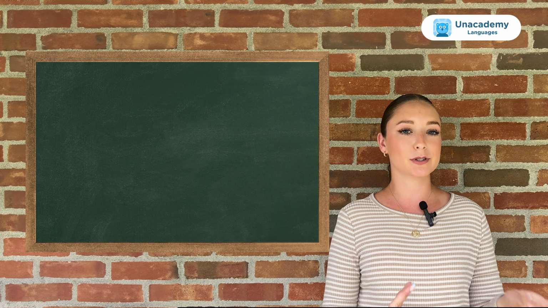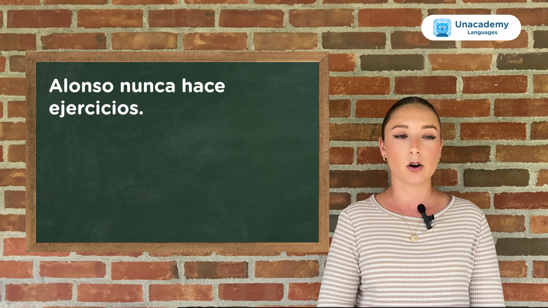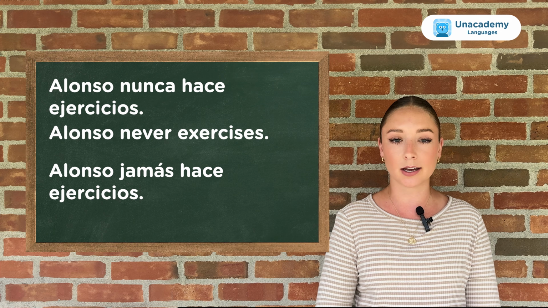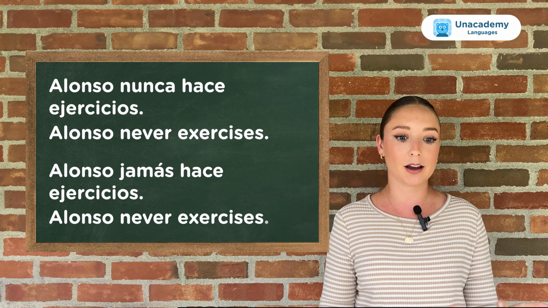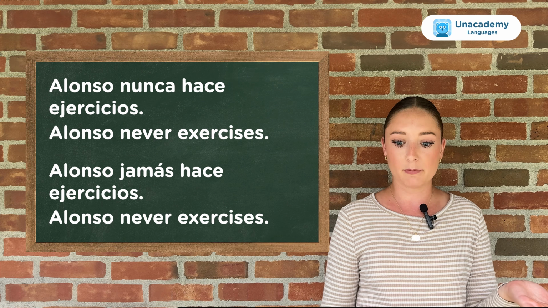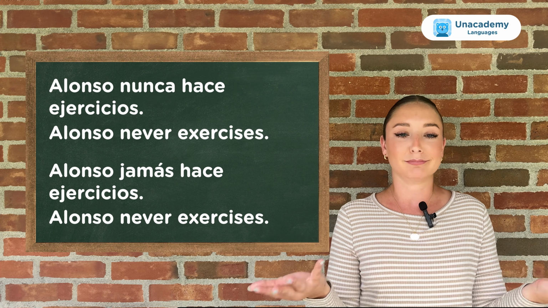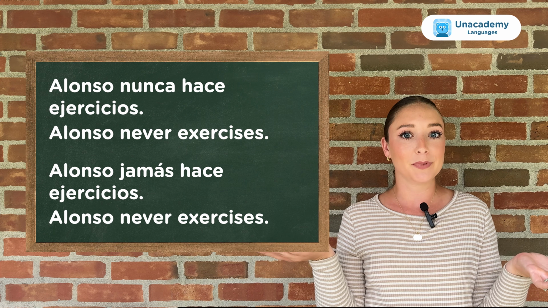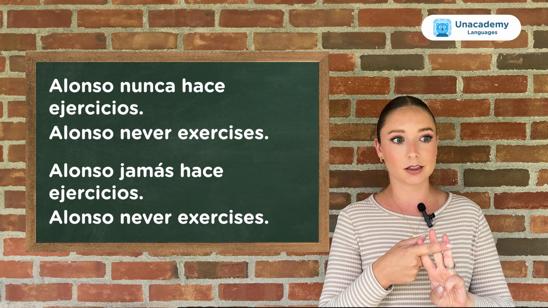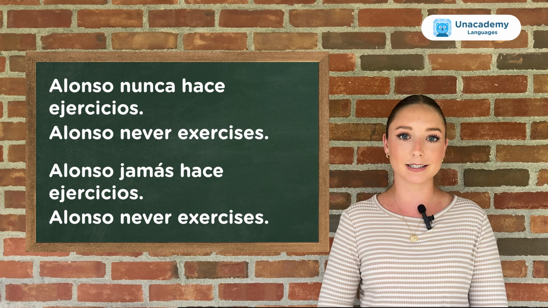But you could also say, Alonso nunca hace ejercicios. Or you could also say, Alonso jamás hace ejercicios. Both meaning Alonso never exercises. Now, you're like, well, why is there jamás y nunca? Jamás is just a lot stronger. But again, you can use either one if you want to say never. But as you can see with all three of these, no, nunca, y jamás, they all go right in front of the verb, just to turn that into a negative sentence.